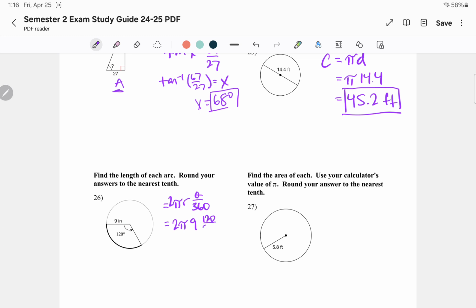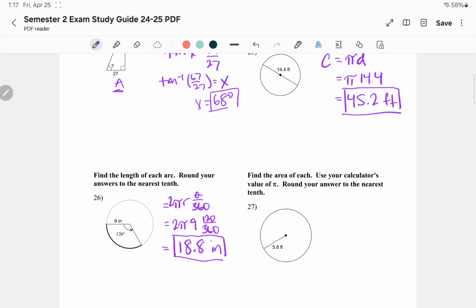So in my calculator, I'm going to put in 2 times pi times 9 times 120 divided by 360. And when I round this to the nearest tenth, I get 18.8, and the unit is inches.